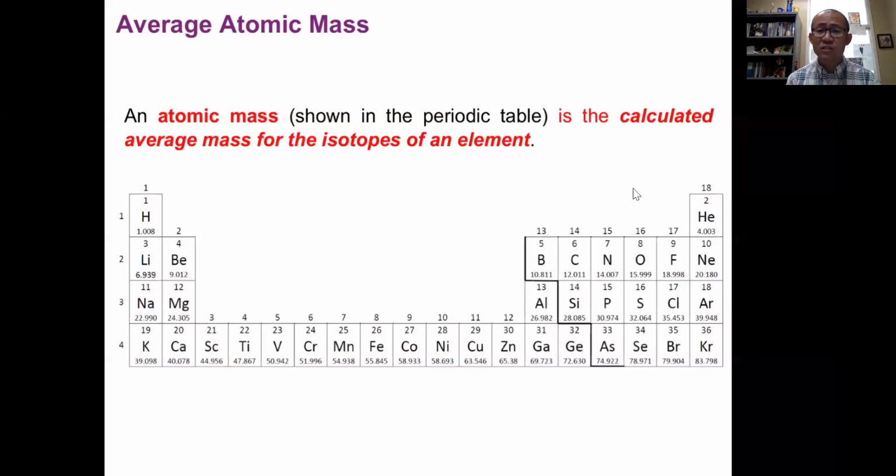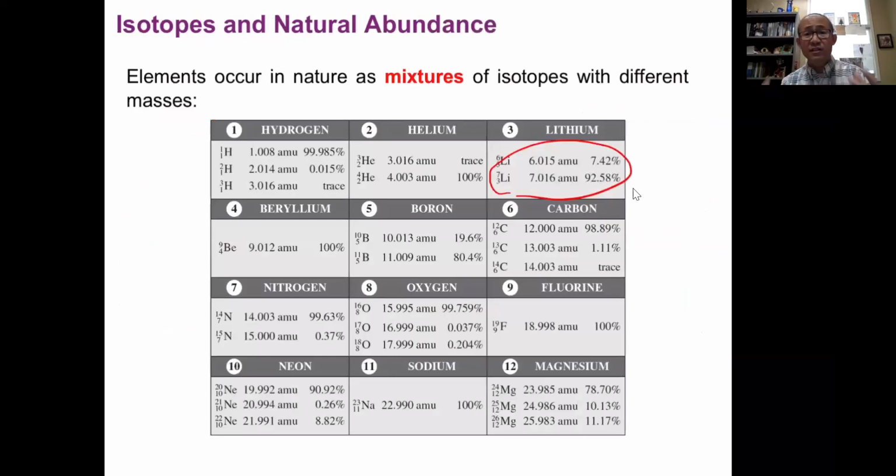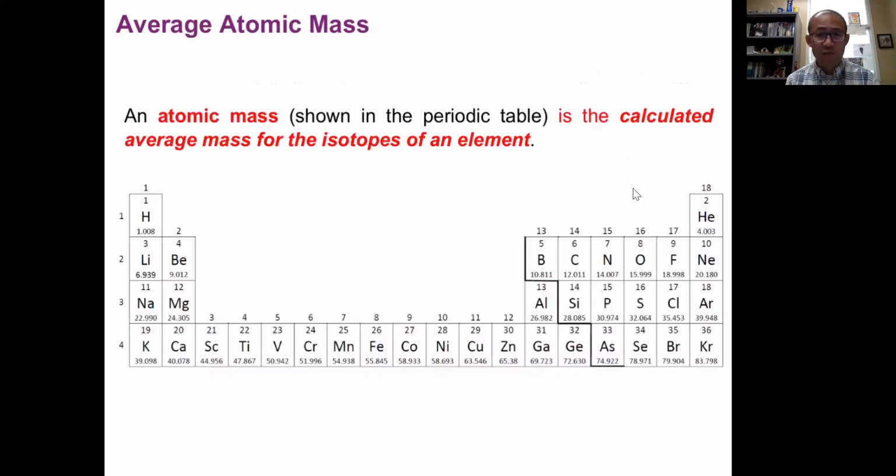So how is the mass of each element calculated? Remember, an element exists as what? As a mixture of different masses. Carbon has 3 masses, lithium has 2 masses, and each mass has a different percentage. So to know the mass of that particular element, how do we average it? This is our topic.